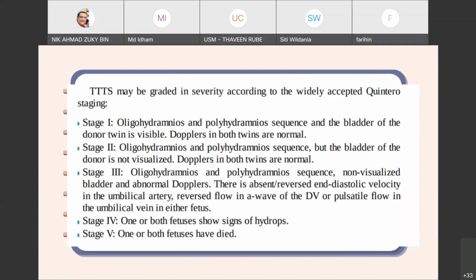So the key is that the bladder of the donor is not visualized. Stage 3 has the same thing, non-visualized bladder, plus abnormal Doppler. There is absent or reversed end-diastolic velocity in the umbilical artery, or reverse flow in the a-wave of the DV, or pulsatile flow in the umbilical vein, like you see in IUGR patients. And then stage 4, one or both fetuses show signs of hydrops, and stage 5, one or both fetuses have died.